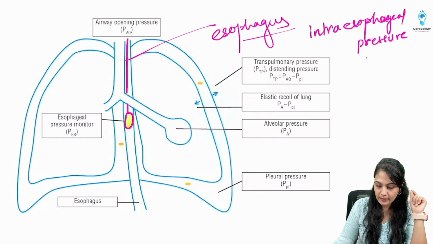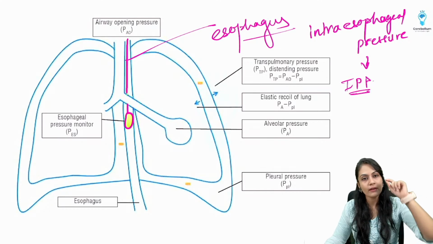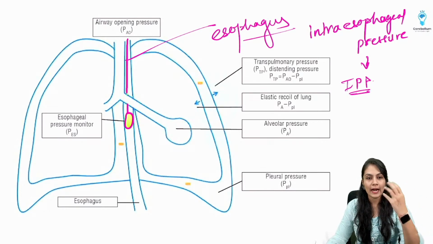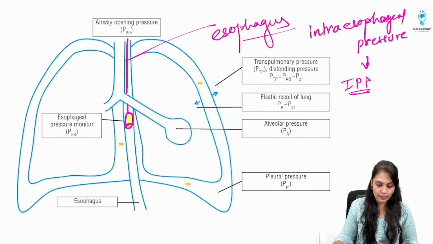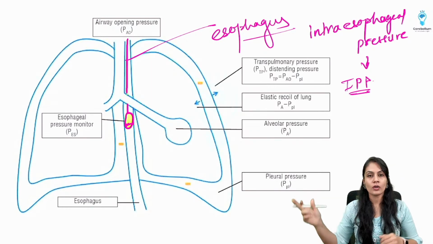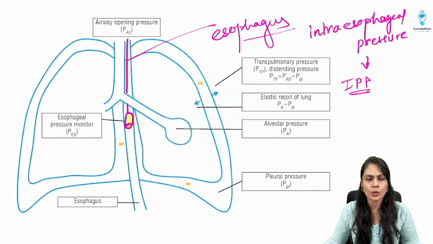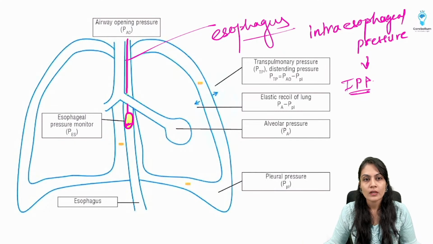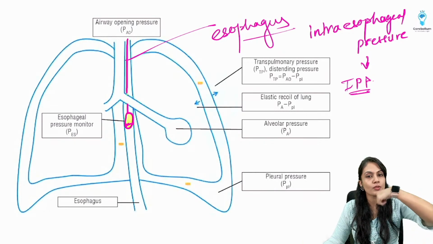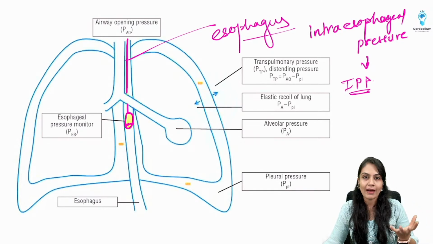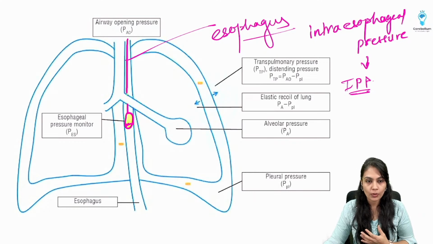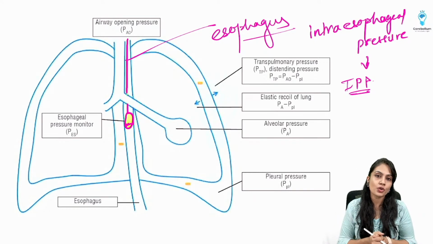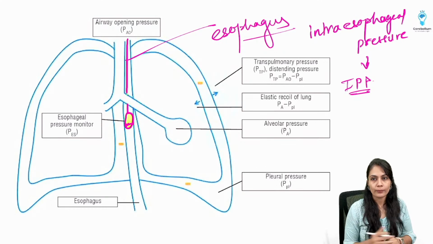It is proven that it is almost equal to the intrapleural pressure, and that's why whenever I insert the catheter there, a pressure transducer is attached from outside to a computer, which gives us either the graph or the digital values of that pressure. So by introducing the balloon catheter inside the esophagus, I can get the value of the intrapleural pressure. It is going to be the same pressure as is present in the pleura.